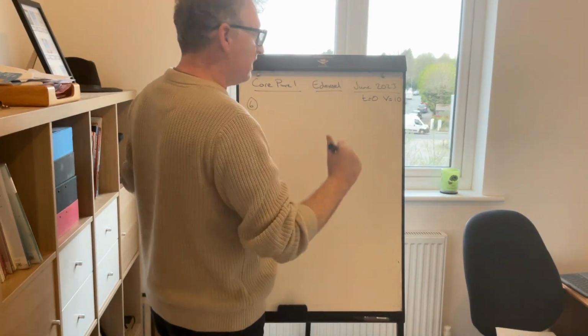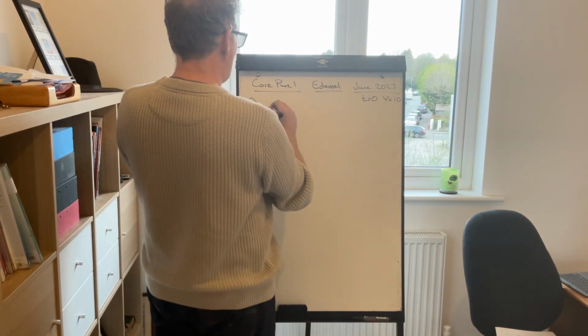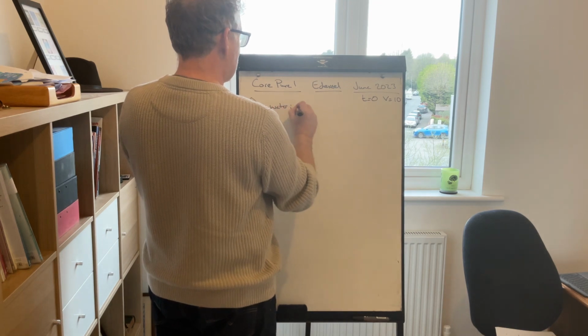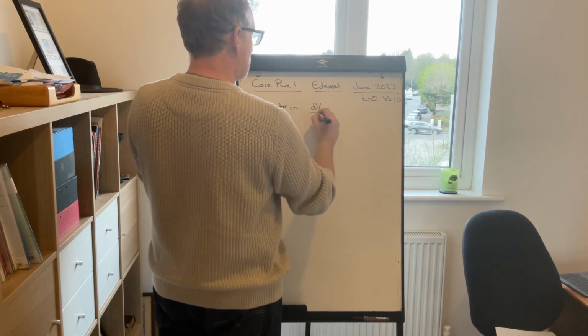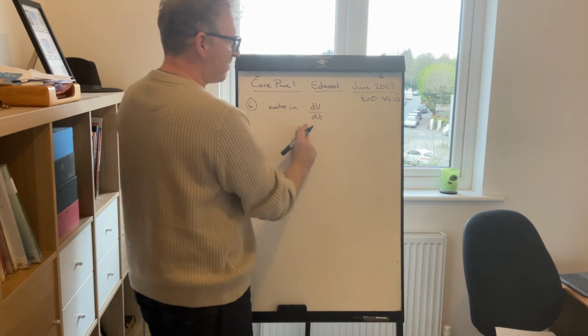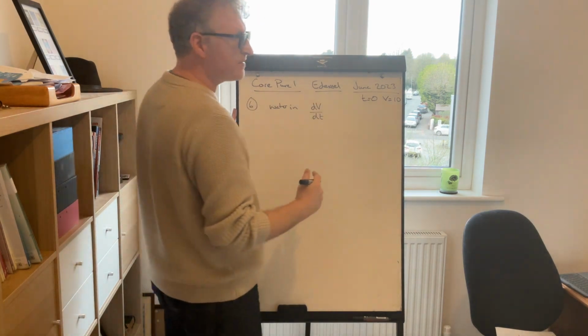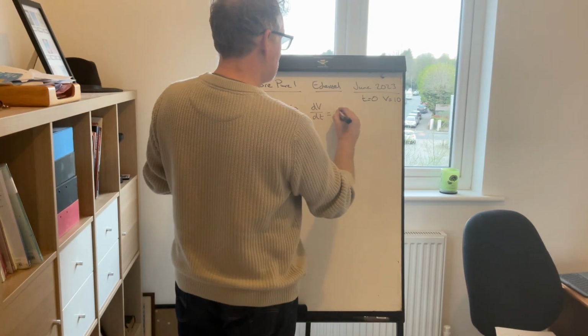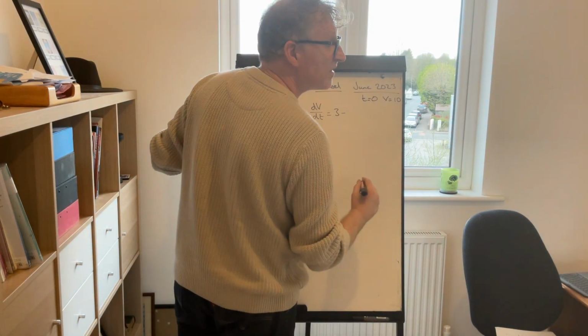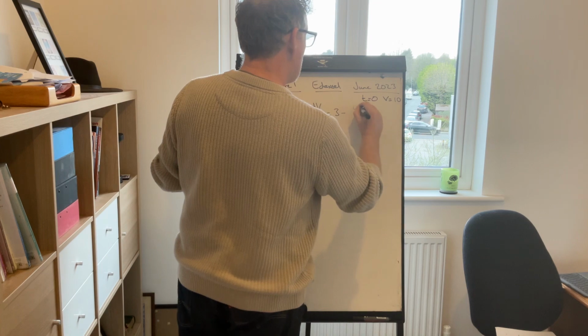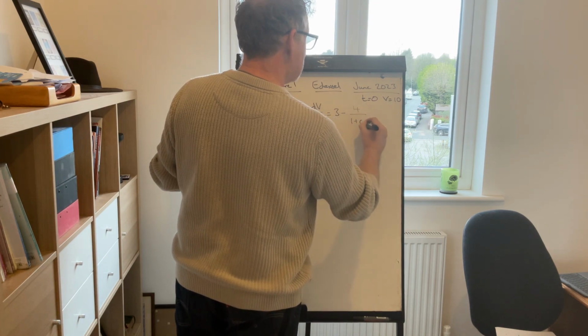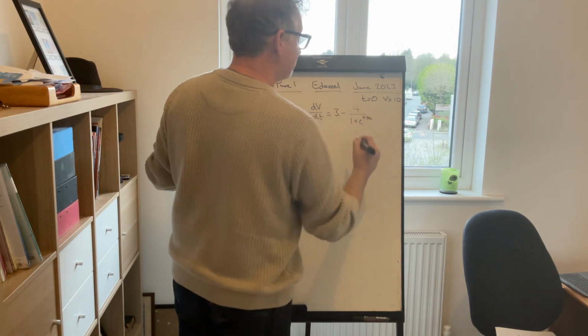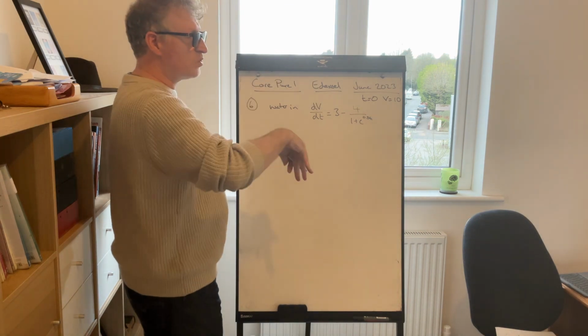So let's have a look at this. If we look at water in, first of all, they give us that. They tell us the water comes in at this rate, and if it's coming in at this rate, that's what dV by dt is. So dV by dt in is this 3 minus 4 over 1 plus e to the 0.8 t. Okay, so that's the water in.